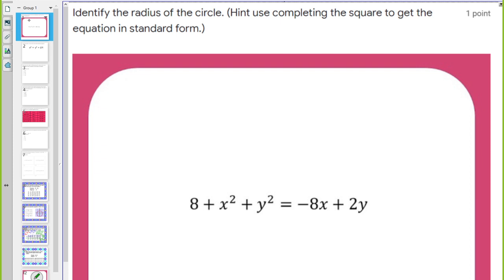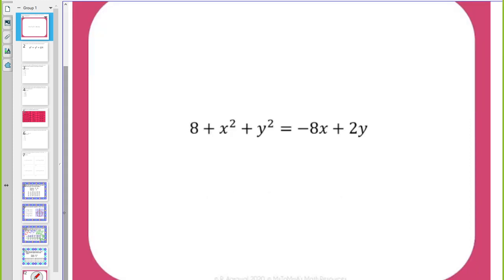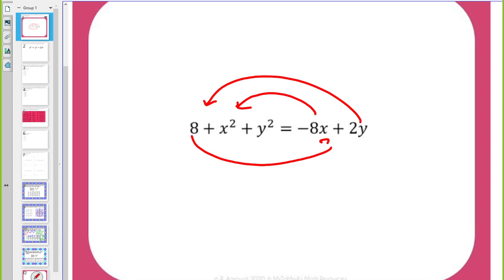Identify the radius of the circle. Use completing the square, so they even help you out. They're trying to complete the square, and they want to know what ends up being the radius. So we want to put all the x's, the x squares and the y squares, and basically all the terms that have a variable, on the same side. So the 8 has to go back over here. The negative 8x will move over by adding it. The y squared would stay. The 2y would come over by subtracting it. And on the other side, I would get negative 8.